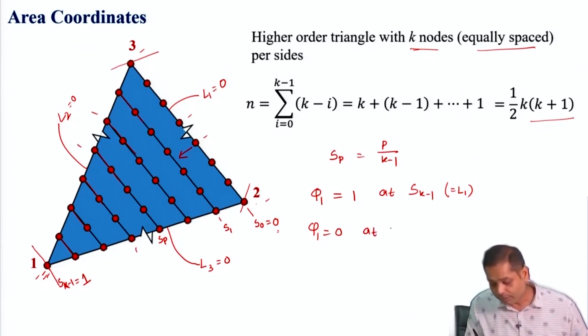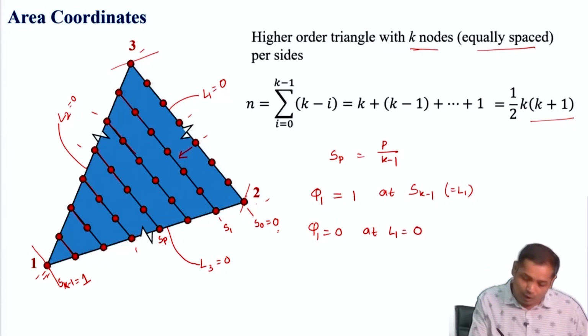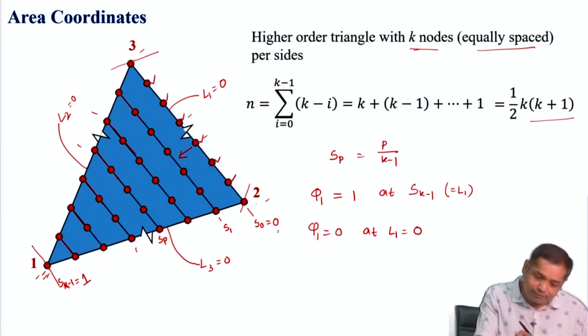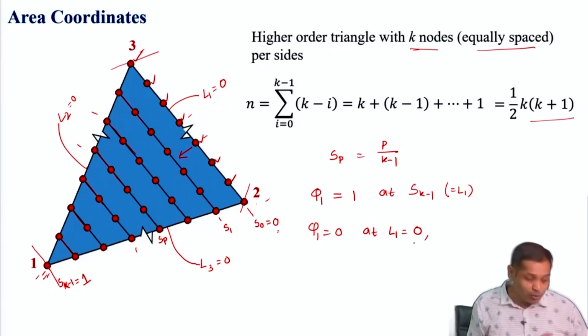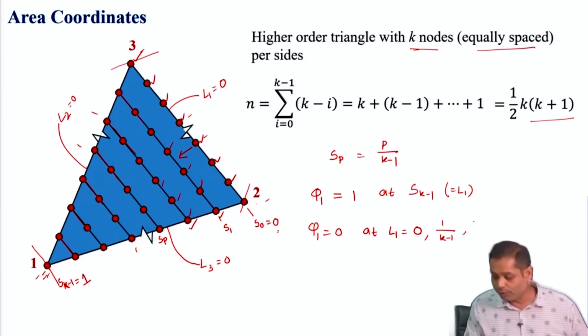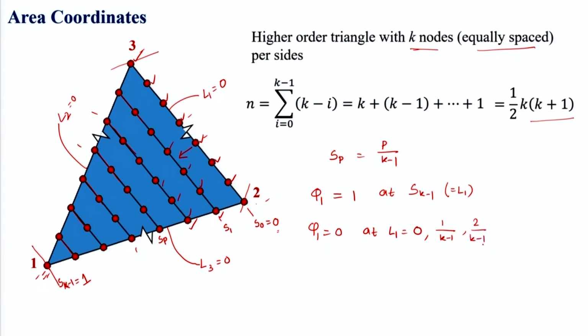We have, say, at L1 or S, L1 is equal to 0 at this point. All these nodes on this line, phi 1 must be 0. What would be the S1? S1 will be 1 by k minus 1. Phi 1 must be 0 at all these lines, which means it will be 2 by k minus 1, and finally it will be p by k minus 1, where p is equal to 0, then 1, and then up to k minus 2. But only at s_{k-1}, which is at this point, phi 1 will be equal to 1. So that is the interpolation property.